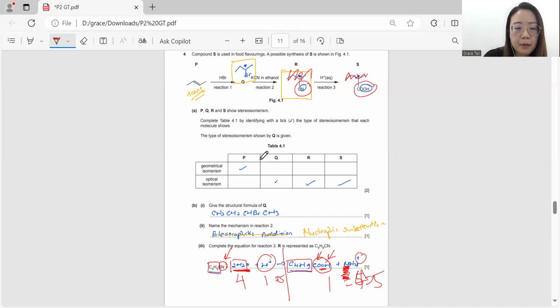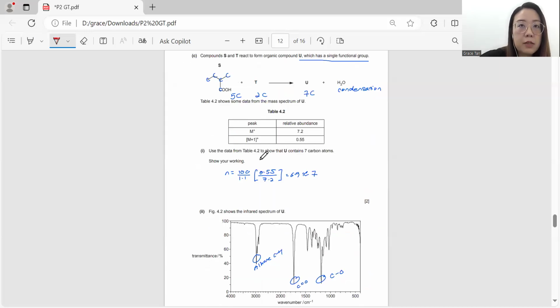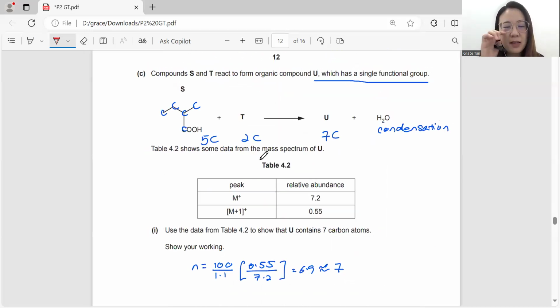Okay. Now, question C here. Compounds S and T form organic compound U, which has a single functional group. So you look at S, I put all the C in, all right, plus T to give U, all right. H2O comes out. H2O coming out means condensation. A small molecule coming out means condensation.